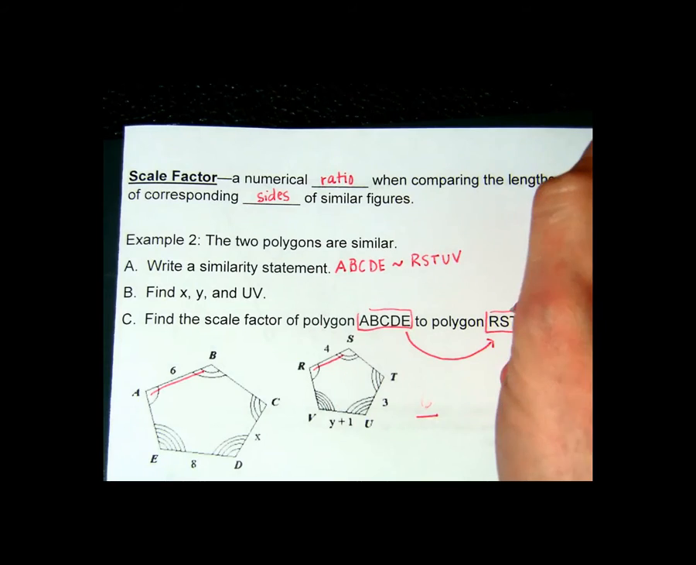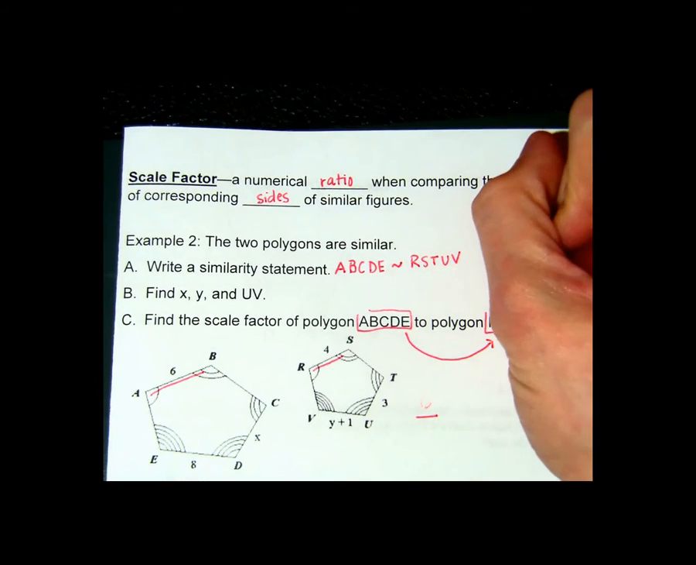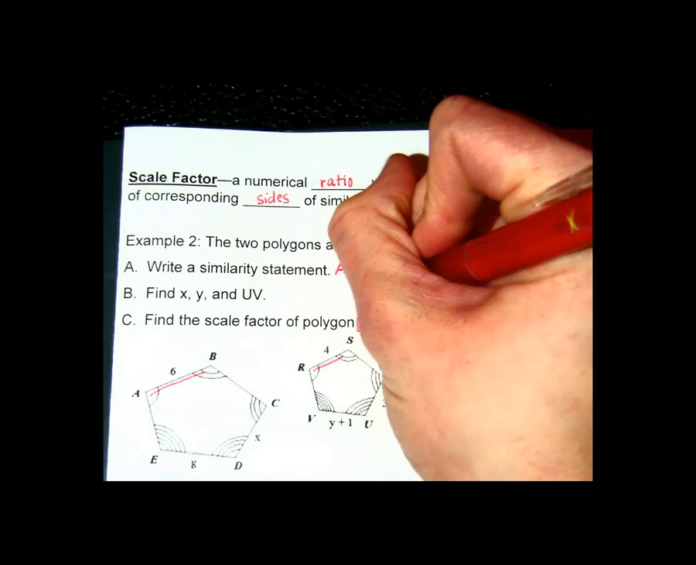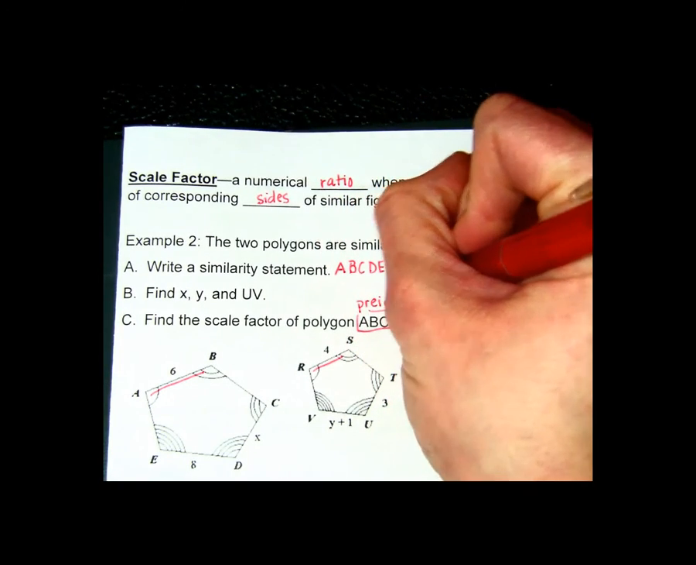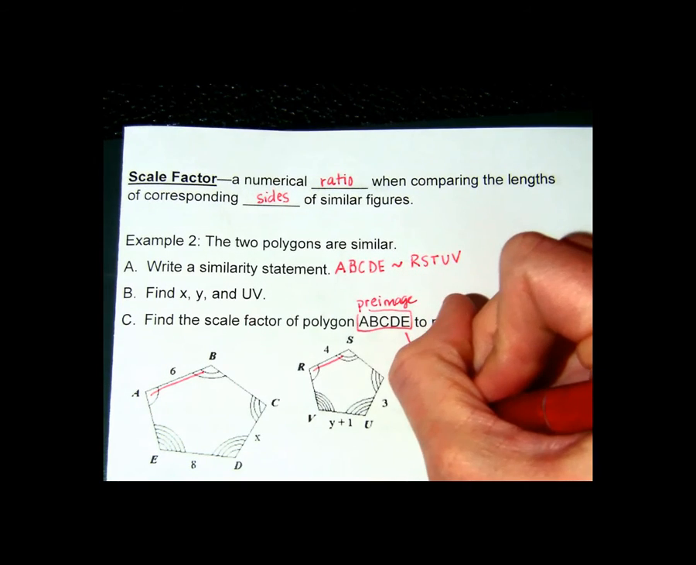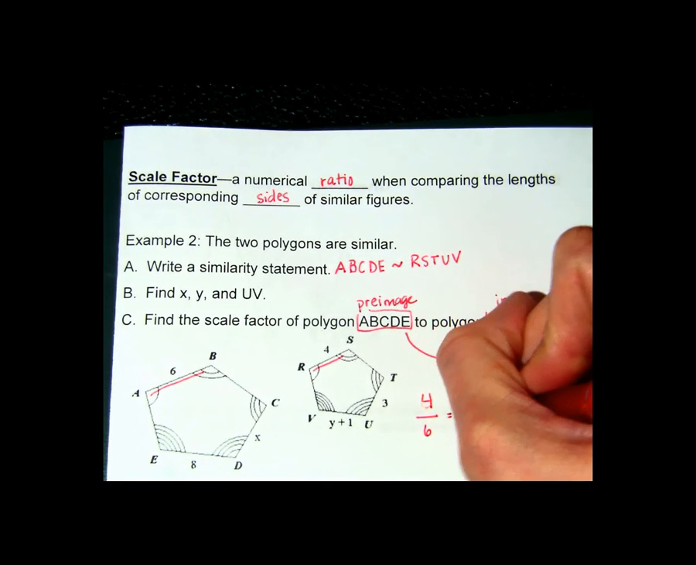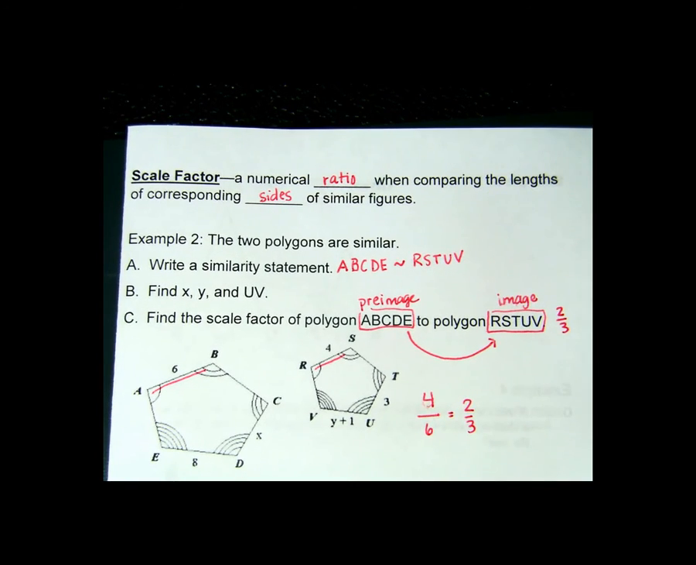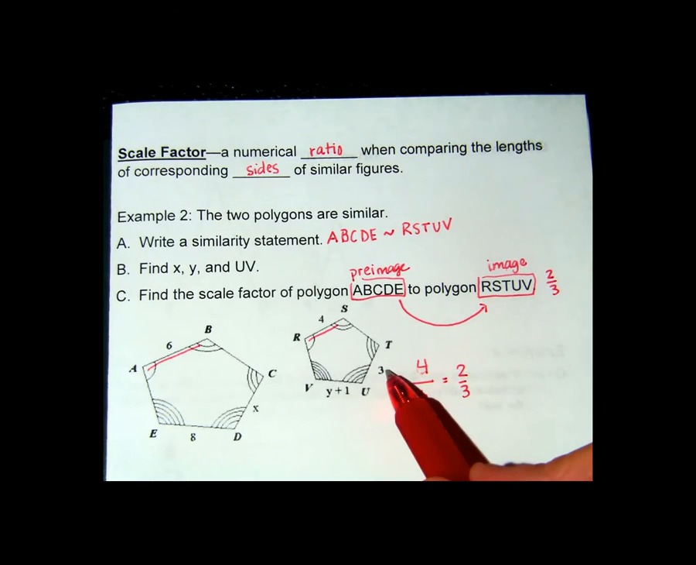We always are going to take, we talked about this not too long ago, we have the image, we have the pre-image. That's how we're going to set up our fraction, image 4 over pre-image 6. And that reduces to 2/3. Therefore, that is our scale factor. We are then going to go back up and do letter B. Having a scale factor is going to help us do that.